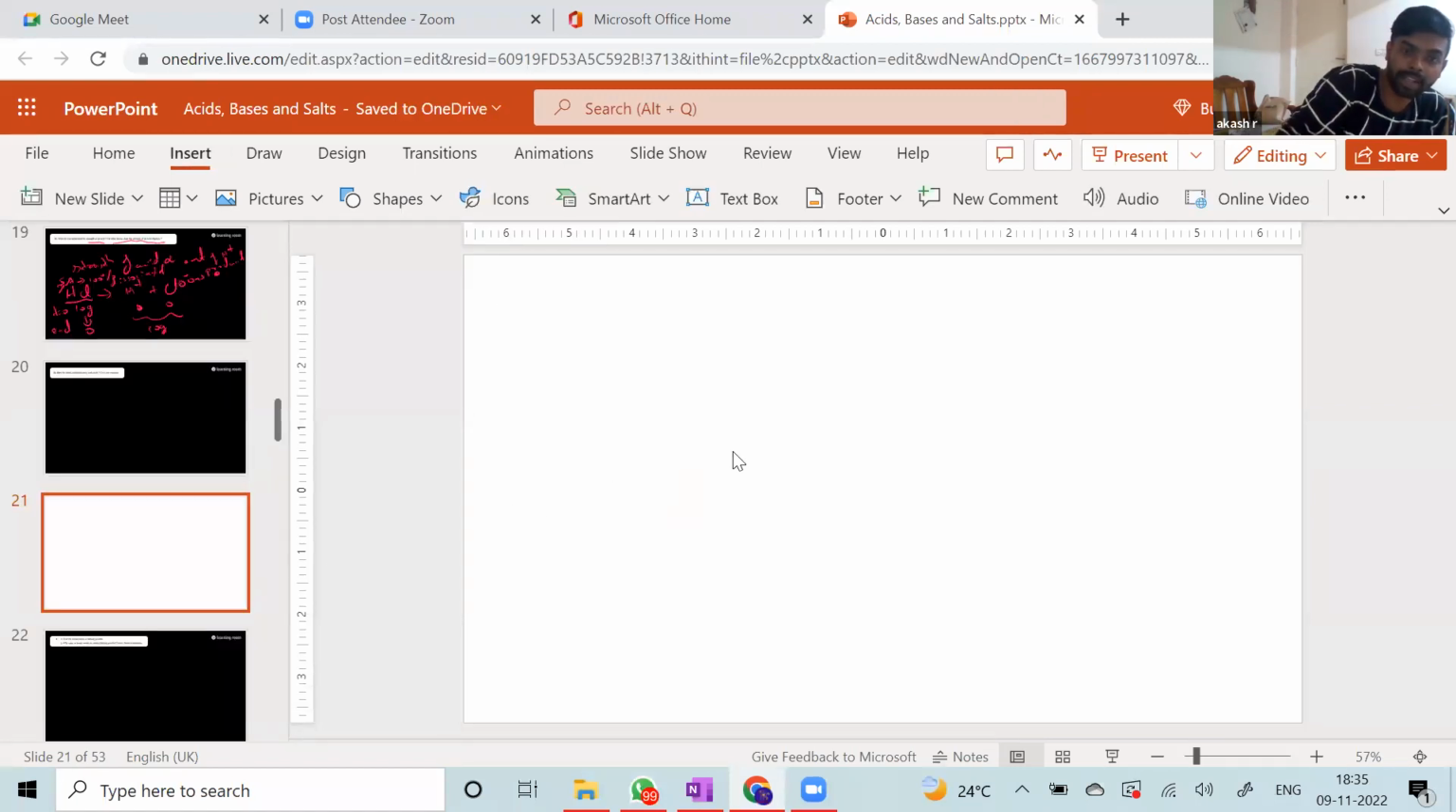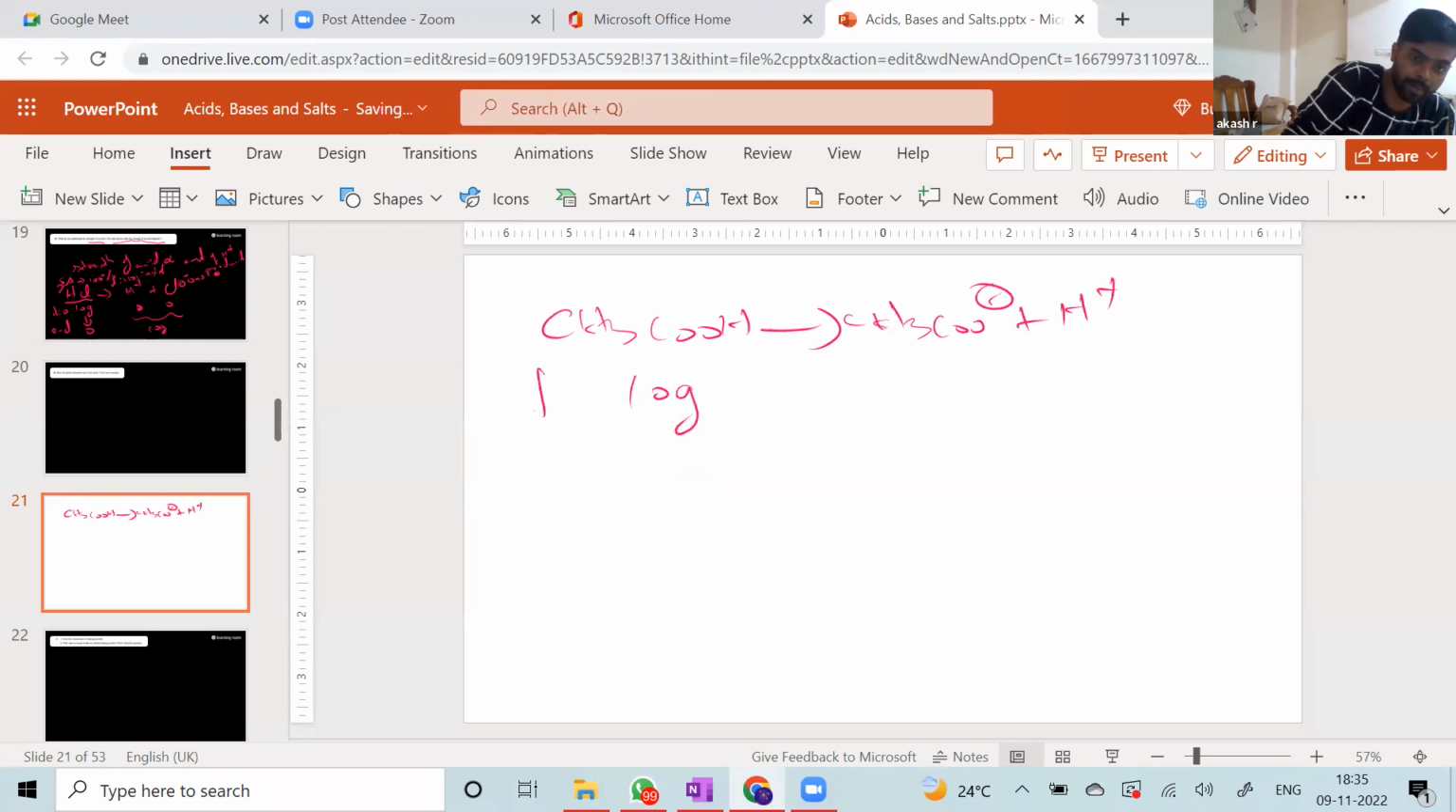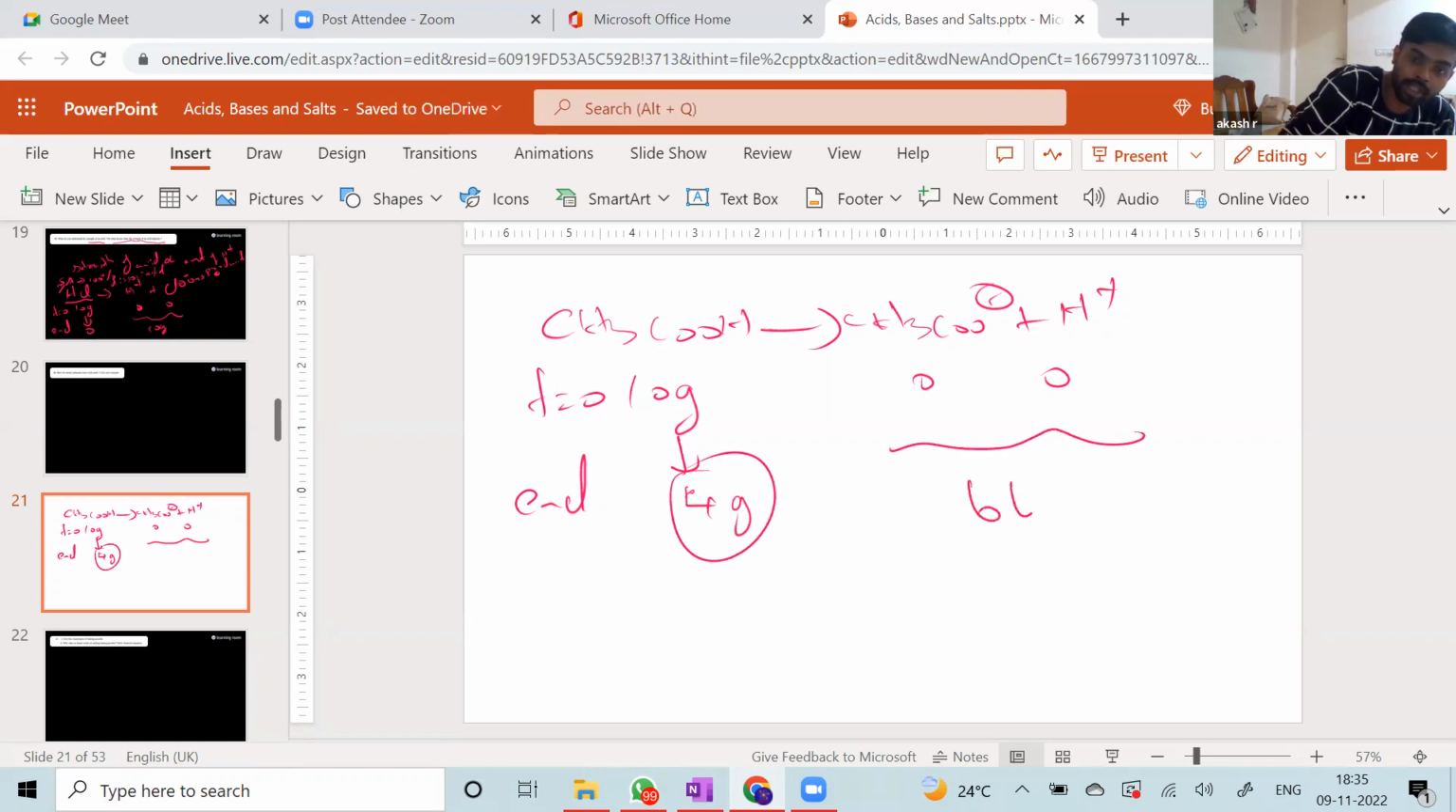So when I have, say, a weak acid like CH3COOH, that is going to give me CH3COO minus plus H plus. Say I start with 10 grams of this at time t equal to zero, the starting of the reaction; here nothing will be there. Now when I go to the end of the reaction, this wouldn't have become zero, but maybe some 4 grams is still remaining. That means obviously on this side I would have gotten only 6 grams.